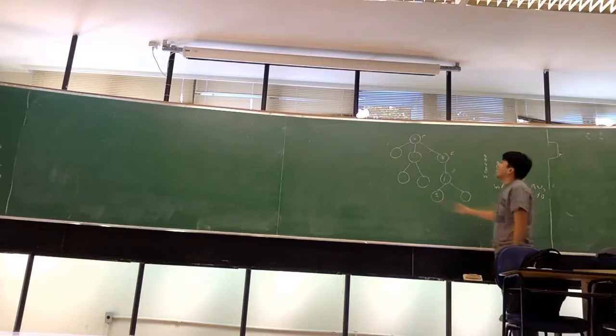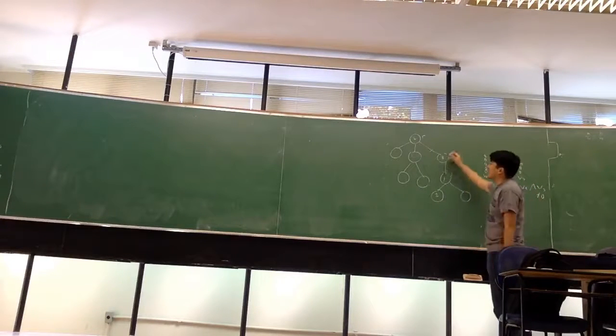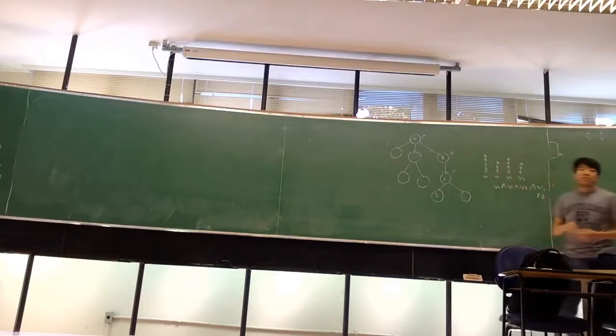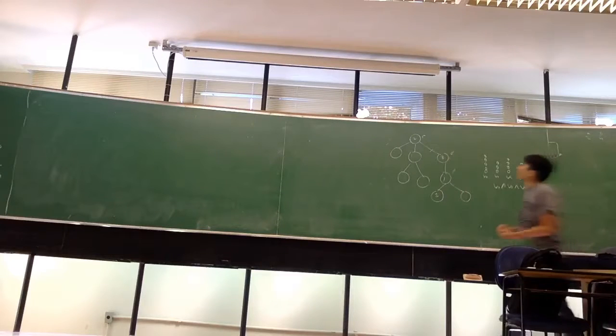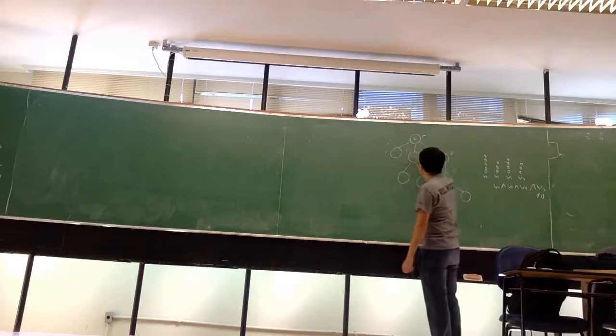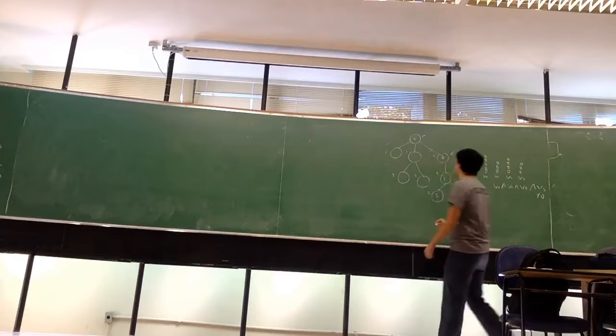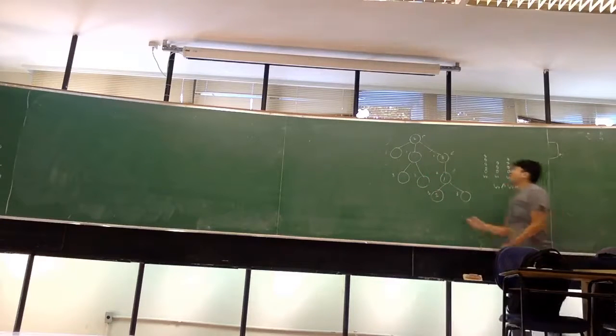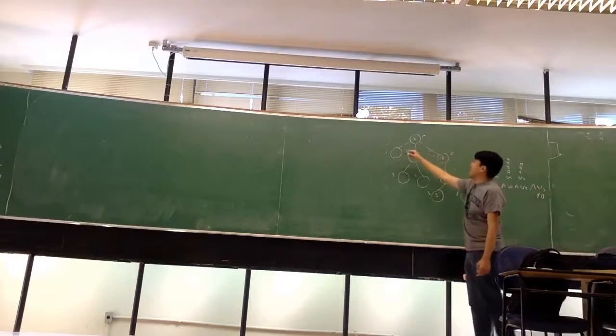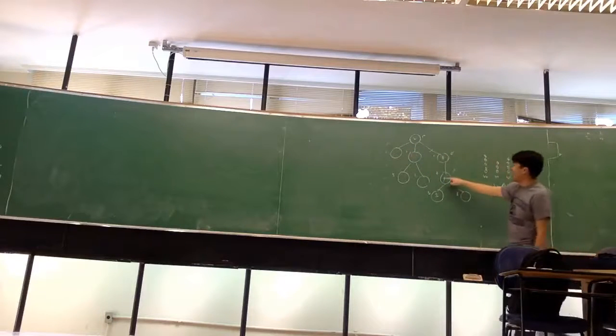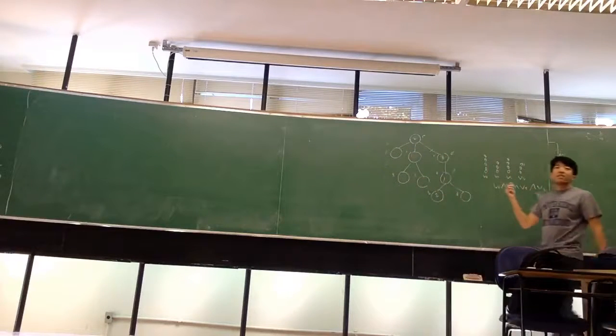So for this game, it turns out that we can only look at vertices that are at odd distances from the root. This is 1, 2, 2, 2, 3, 3. So let's call these vertices odd vertices, and these vertices even vertices.